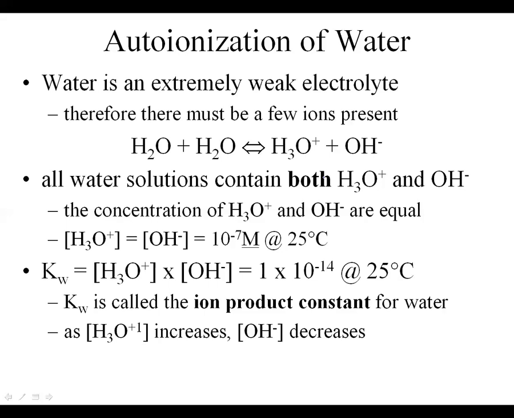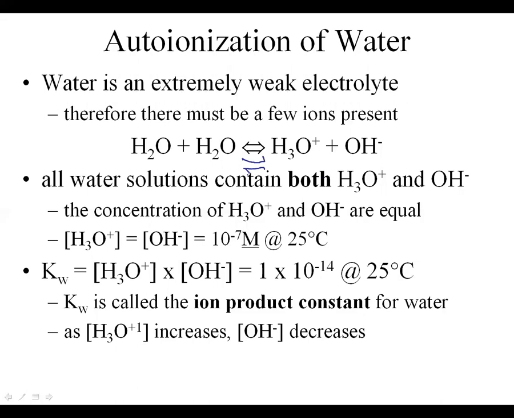KW is an equilibrium constant, which is basically what is used when we have a reversible reaction. So in a weak electrolyte, we have the reaction going in both directions. And that's what this represents. We have the arrow going this way, we have the arrow going that way. We have a forward and reverse direction.